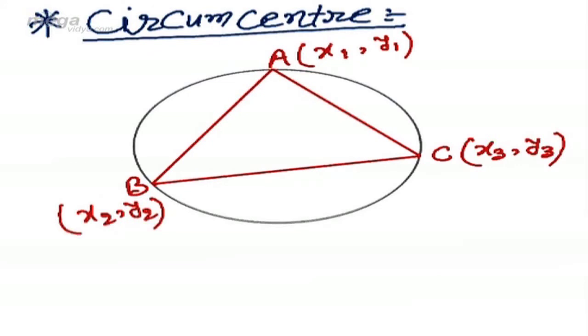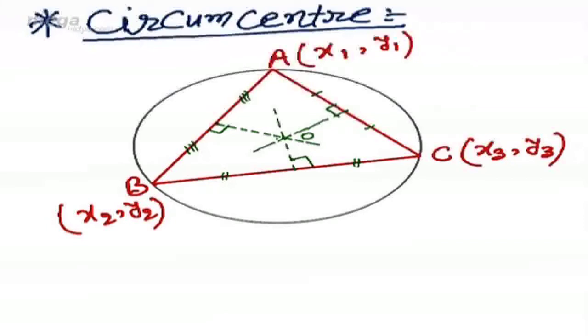So when you draw the perpendicular bisectors, this point is the circumcenter. The perpendicular bisectors of the sides meet at a point O. So O is the circumcenter of the triangle, and from this O, the distance to each of the three vertices is equal, that is OA equals OB equals OC.